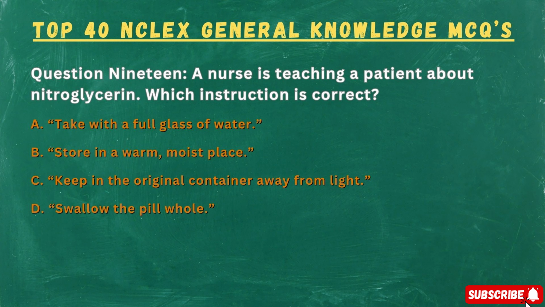Question 19. A nurse is teaching a patient about nitroglycerin. Which instruction is correct? A. Take with a full glass of water. B. Store in a warm, moist place. C. Keep in the original container away from light. D. Swallow the pill whole.